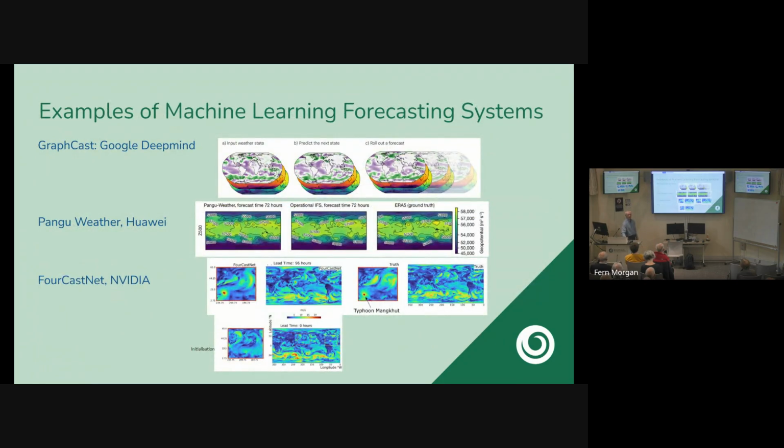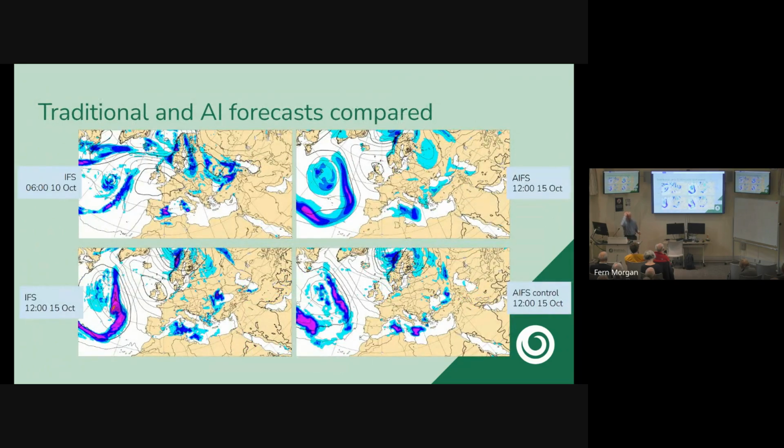These are other models, and this is very telling. Here's some other models. Never mind what they're showing. Look at what they are. GraphCast from Google DeepMind, Pangu-Weather from Huawei, FourCastNet from NVIDIA. They're not weather forecasting agencies, they're big tech companies. So there's a very real possibility that the weather will be in the hands of the big tech companies before very long.